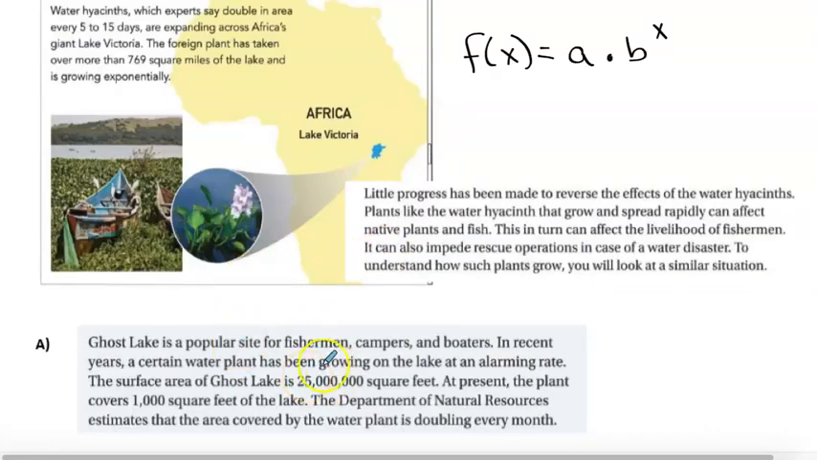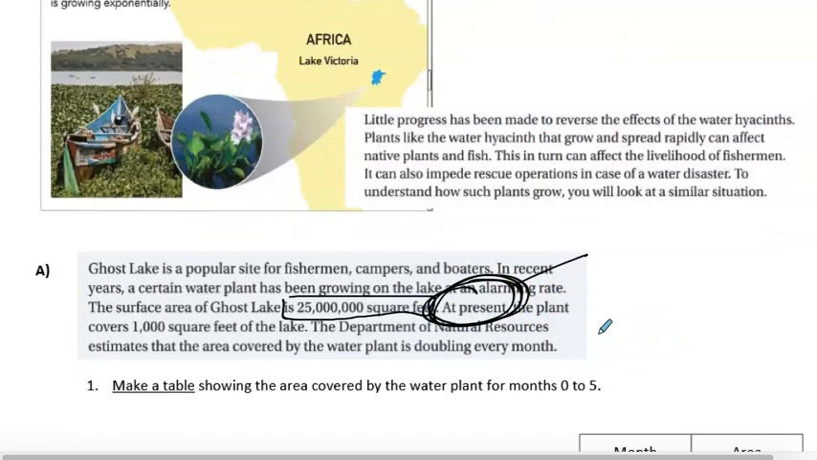All right, but once you pause and read this, I'm going to highlight some stuff. The Ghost Lake is 25 million square feet. So the top of the lake is 25 million square feet just on the surface, not the volume. And at present, so I'm going to highlight this piece, at the present. So we're going to talk about what that means. The plant covers 1,000 square feet. So hopefully at the present, you're thinking something along the line of initial value here or your y-intercept, right?